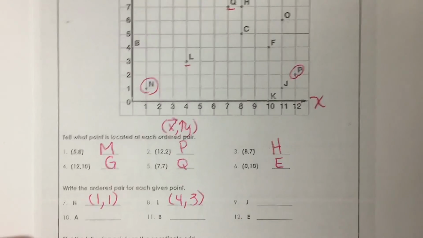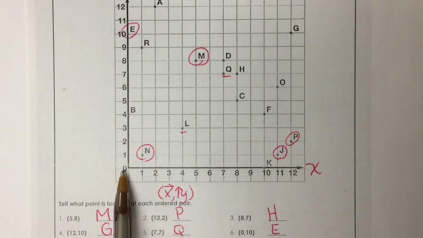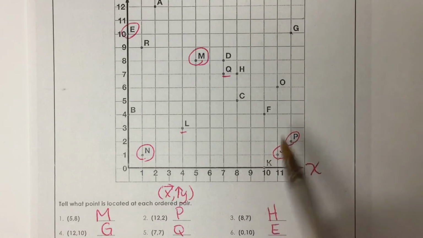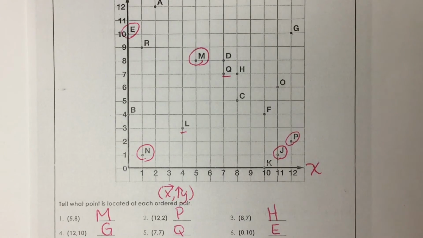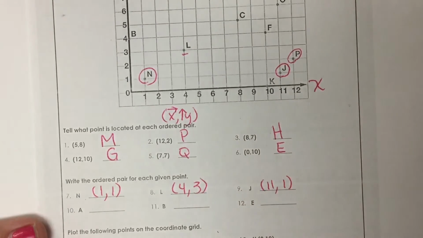Okay, J. Here's J. So I start at 0. I go over to number 11. And I go up just one jump. So the ordered pair is 11, 1.